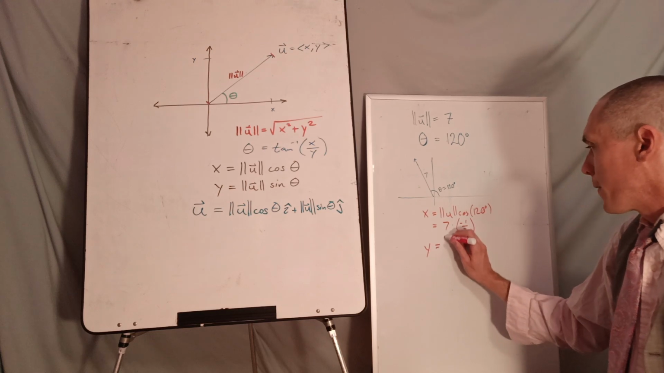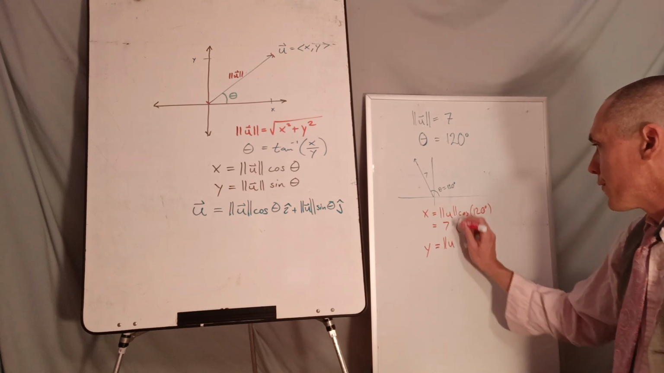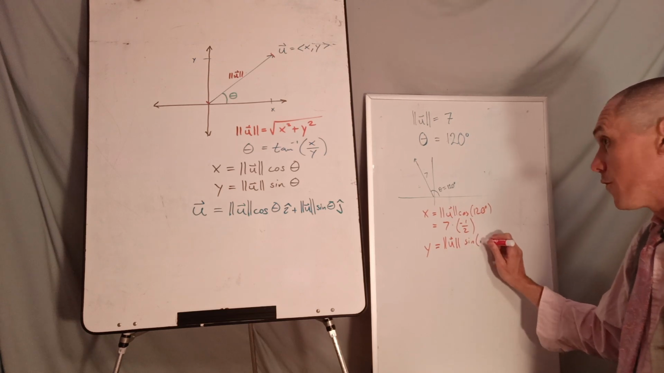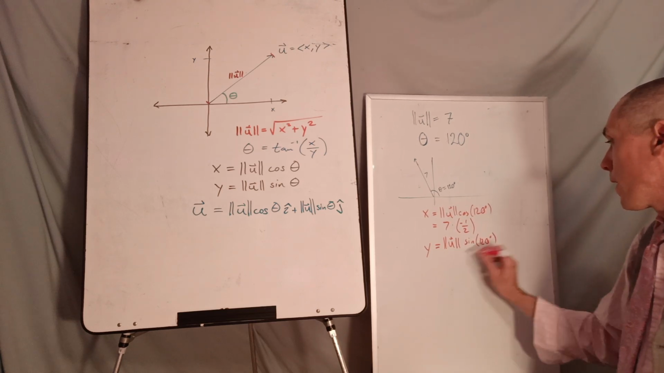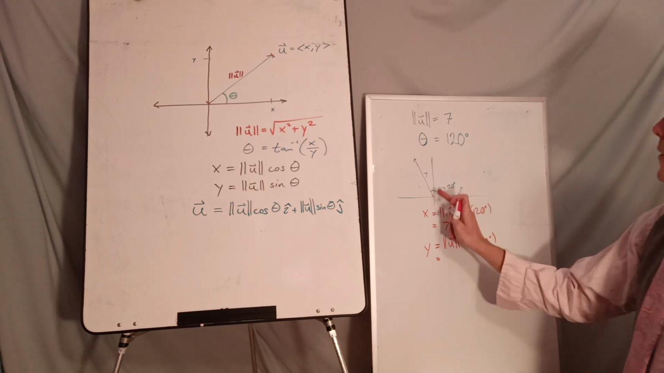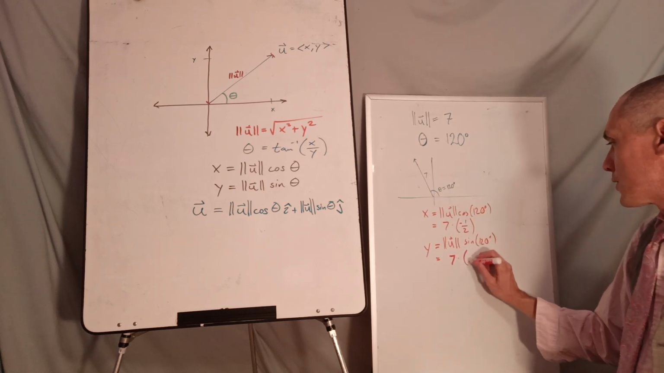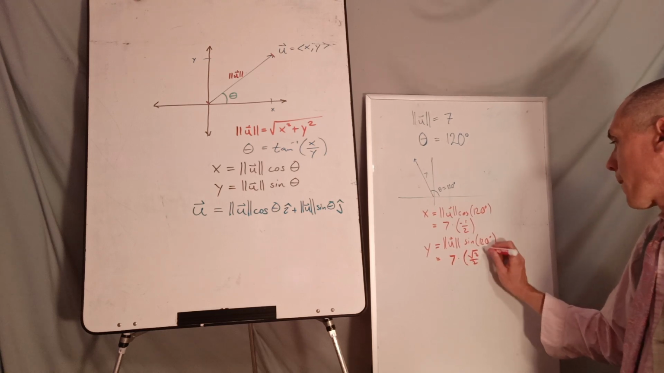And then y would be equal to the same, magnitude of u times the sine of 120. Sine of 120 is going to be the square root of 3 over 2, and so we have 7 times the square root of 3 over 2.